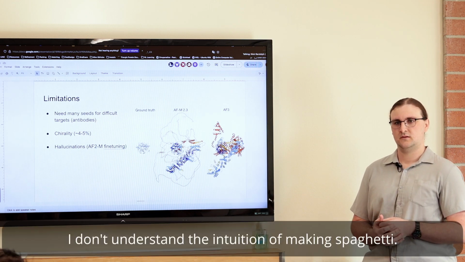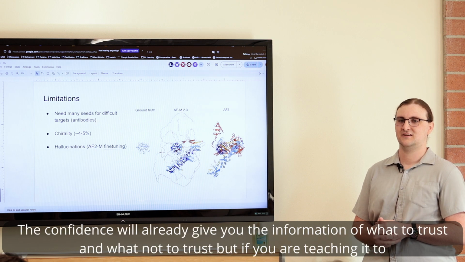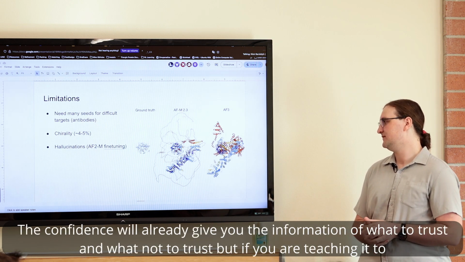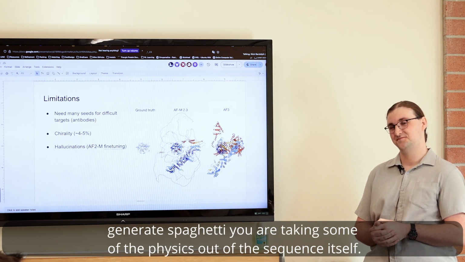I don't really understand the intuition of making spaghetti. Yeah, the confidence will give you already the information of what to trust and what not to trust. But if you're teaching it to generate spaghetti, you're taking some of the physics out of the sequence itself, right?